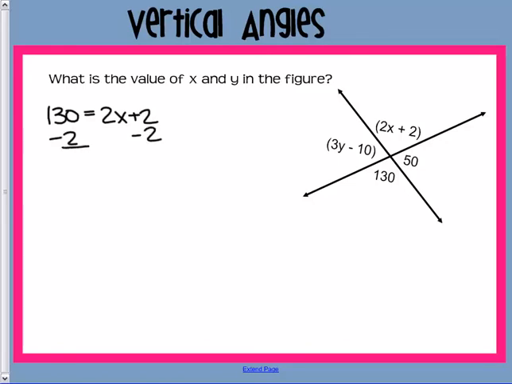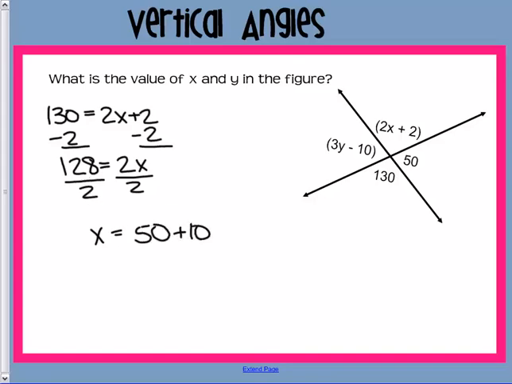So take 2 away and I'm left with 128 equaling 2x. Divide by 2. And let's decompose the numbers. 100 divided by 2 is 50. 20 divided by 2 is 10. 8 divided by 2 is 4. So x is 64.